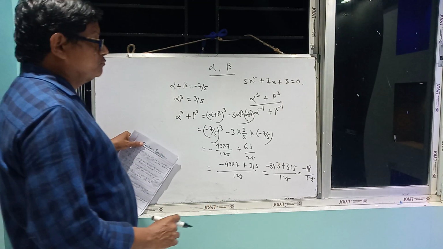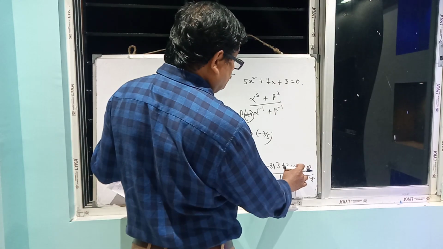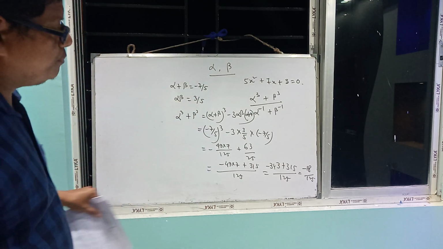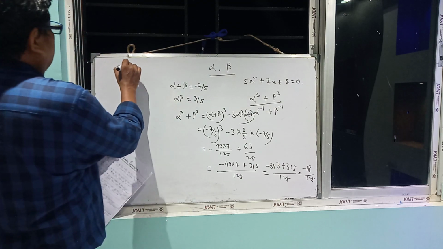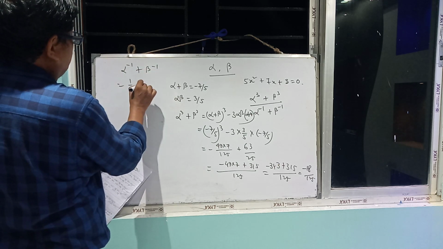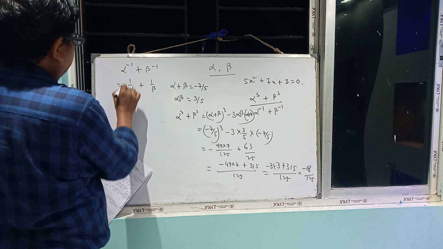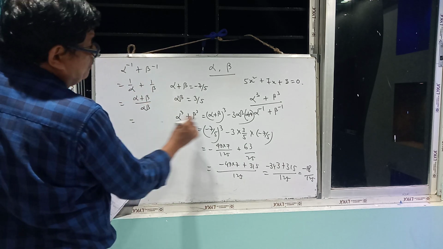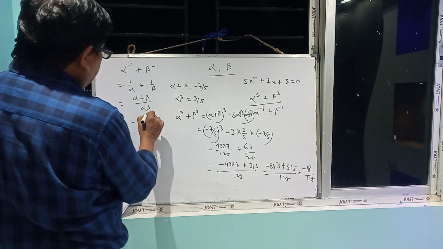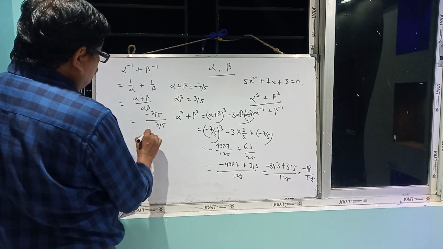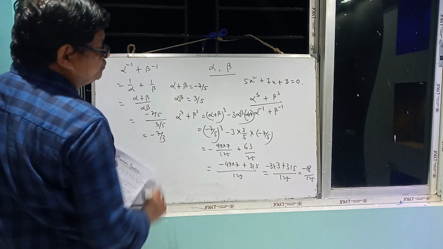Now alpha to the power minus 1 plus beta to the power minus 1. So 1 by alpha plus 1 by beta you can write, so alpha plus beta by alpha beta. Alpha plus beta, all of you know, is minus 7 by 5, and alpha beta is 3 by 5. So it will be minus 7 by 3.